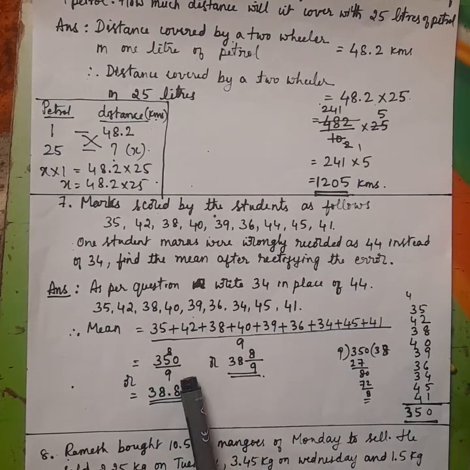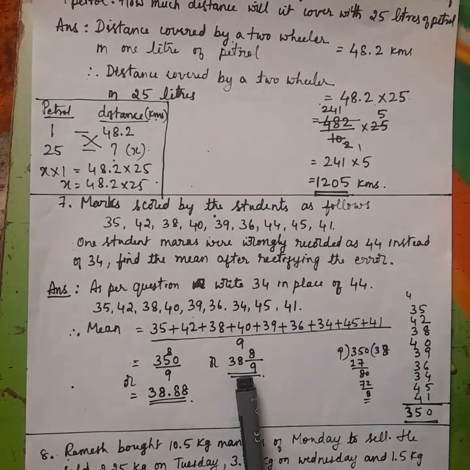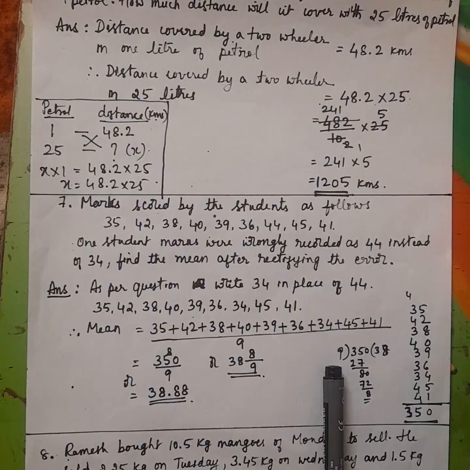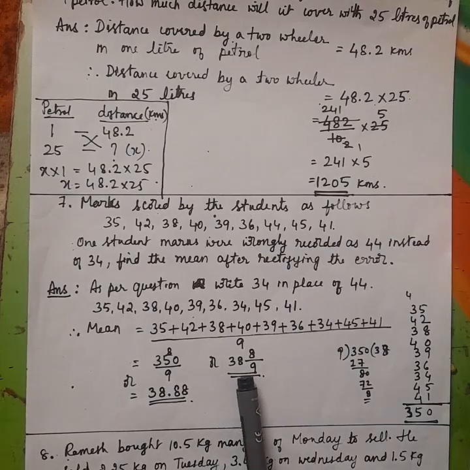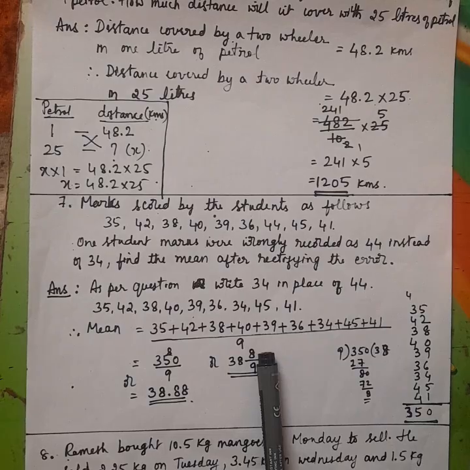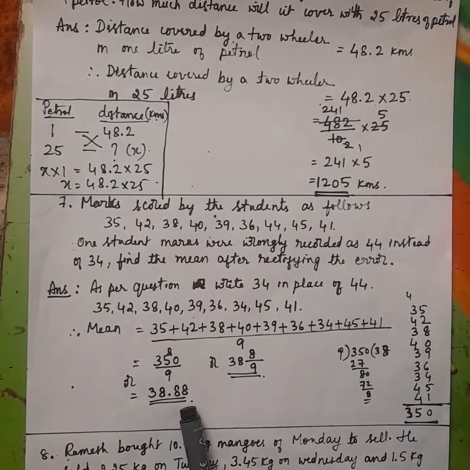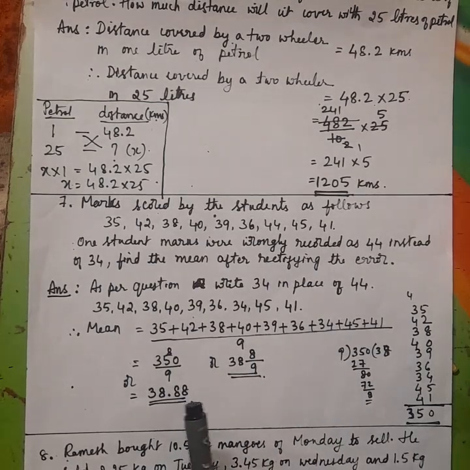Now you can write it as a mixed fraction. So you divide 350 by 9. 9 3s are 27, 8 remains, 0 comes down, 9 8s are 72, 8 remains. 8 will be the remainder. So when you write it as a mixed fraction, 38 is the quotient, the divisor 9, and the remainder 8. 38 and 8 by 9 is the answer. Or if you want it as a decimal number, you can convert it into a decimal.